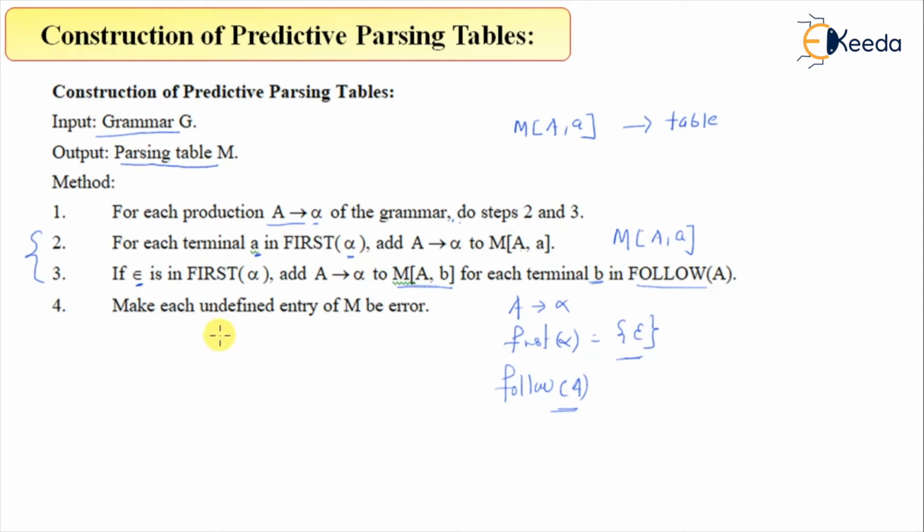We'll repeat this process and make each undefined entry of M be error. So if there is a blank cell in the table, that cell is nothing but an error. So that is how the predictive parsing table is constructed. The next thing I will do is take an example and fill that table for you.